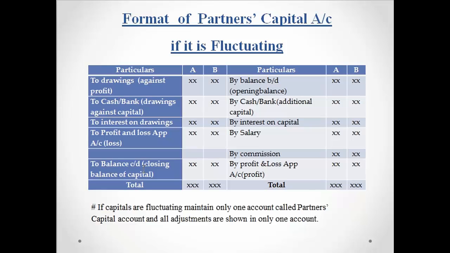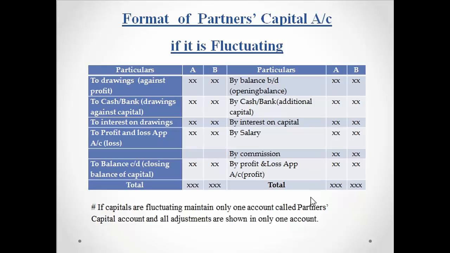And once again, I will repeat the main points for you. Our partner's capital account always starts with the opening balance of capitals separately for A and B. Additional capital amount is taken, interest on capital amount is taken, salary amount is taken, commission amount is taken, divisible profit amount is taken, and you have to correctly understand that these items which appear on the credit side in a partner's capital account will definitely increase the capital balances.